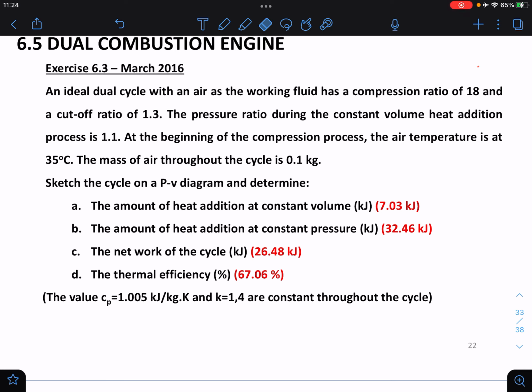Some people call this a modern diesel engine, but the idea is that in terms of the heat addition process, we improve it and then produce a better combustion process. So let's check out this question.